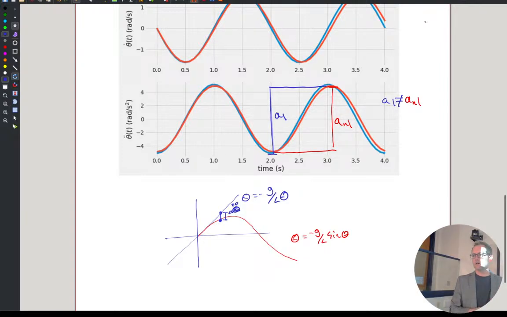Is that the horizontal axis? Oh, this would be theta, and this would be theta double dot. If we're thinking about what theta double dot is as a function of theta, since that's our differential equation.